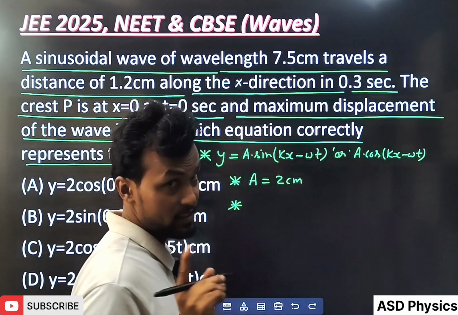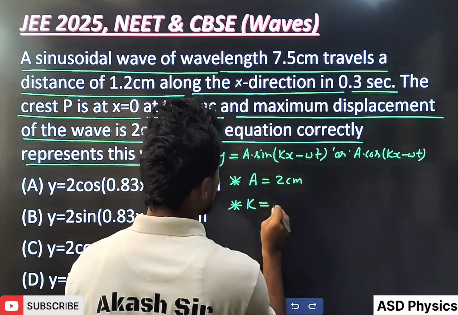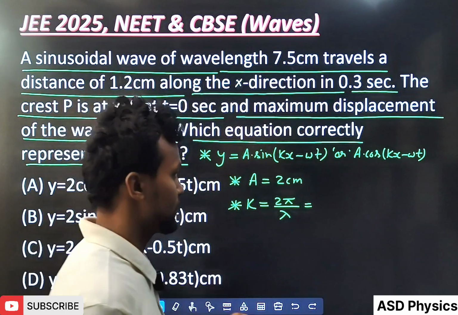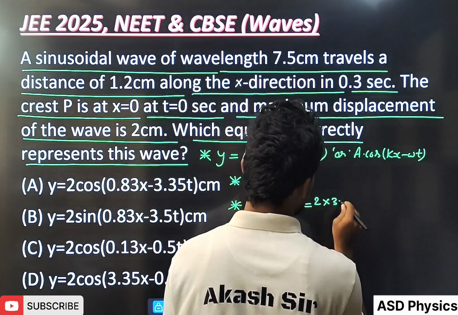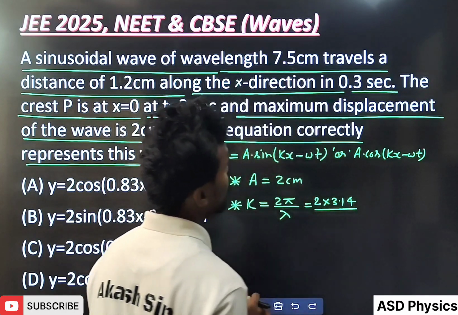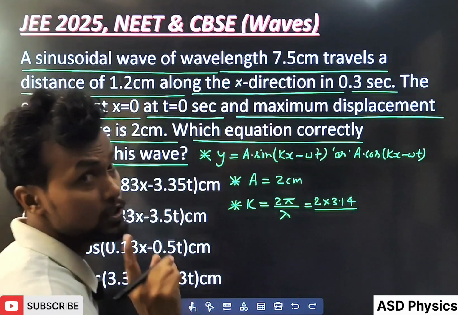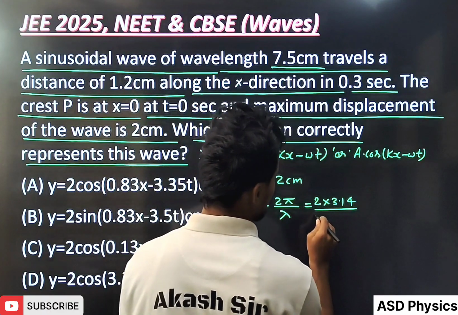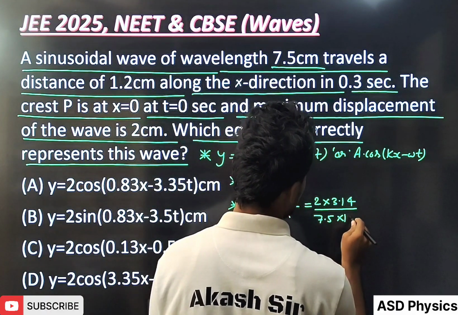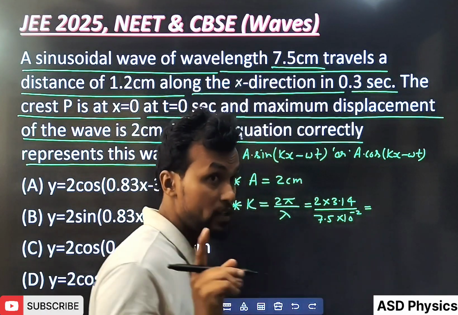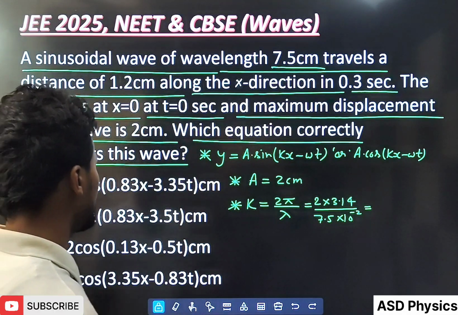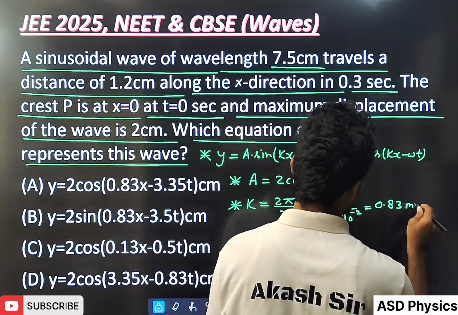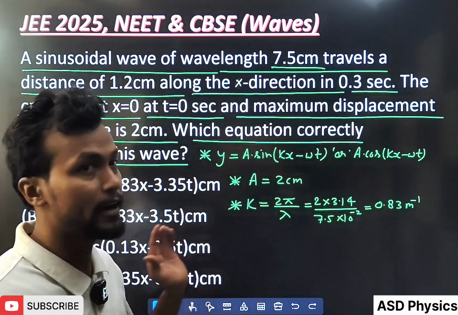This k is called the angular wave number. The angular wave number is given by k equal to 2 pi by lambda. Okay, so 2 pi value we can take as 2 into 3.14, and the lambda value in the question you can see is given here as 7.5 centimeters. So we can write 7.5 into 10 to the power minus 2, we have to convert. Okay, so when you simplify this expression, it will come nearly 0.83 meter inverse. Okay, this is the angular wave number.